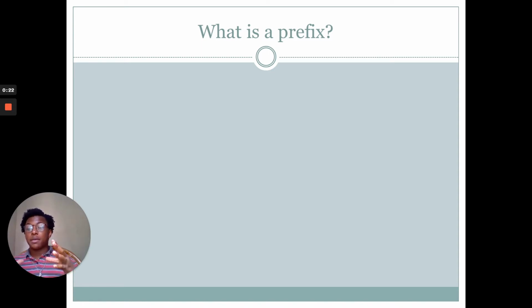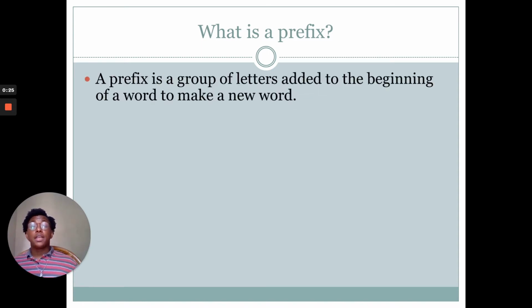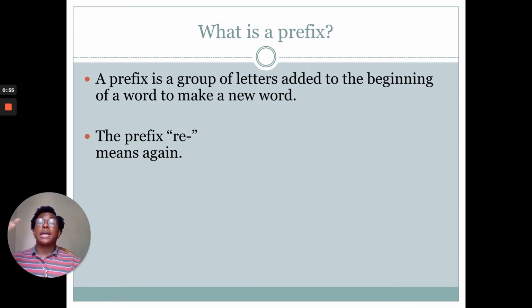What is a prefix? A prefix is a group of letters added to the beginning of a word to make a new word. So everybody repeat after me. Say prefix. At the beginning. Prefix. At the beginning. Alrighty. What does that mean, Mr. Garte? Don't worry, I will show you. So, the prefix re means again.